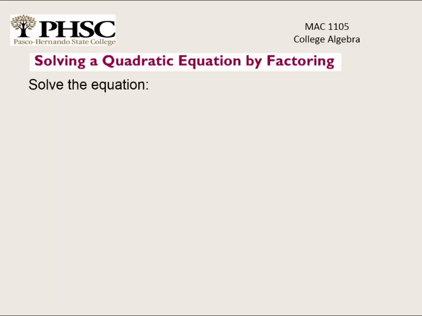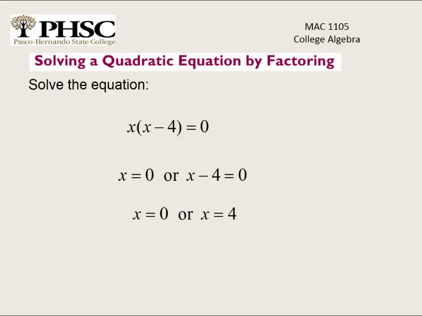Here we have an example. We're going to solve this equation. We have x times x minus 4. What we do is set each one of the factors equal to 0. x is a factor and x minus 4 is a factor. The first one is already solved: x equals 0. The other one we solve for x, which gives us x equals 4. So the solution set for this equation would be the set 0, 4. If I go back to the original and multiply out the x, I would have ended up with x squared minus 4x.